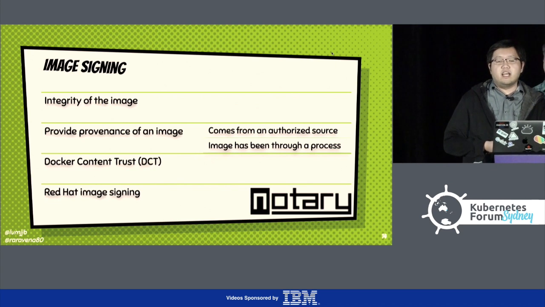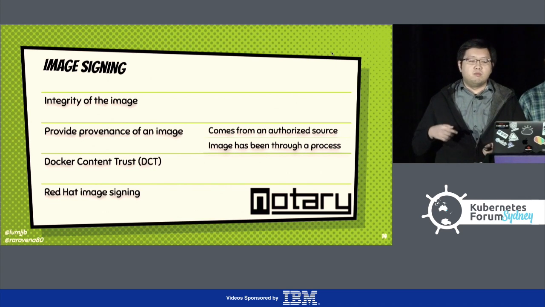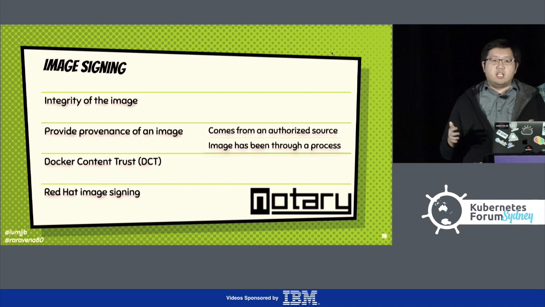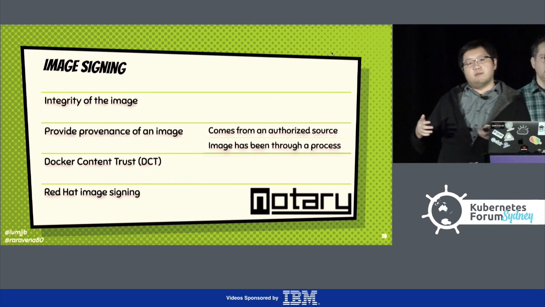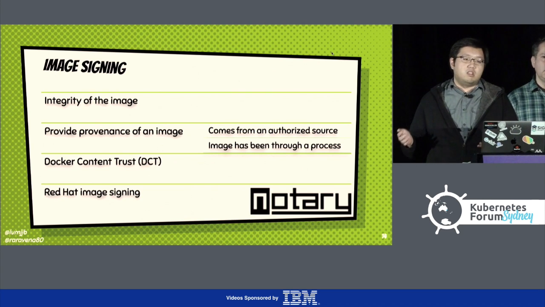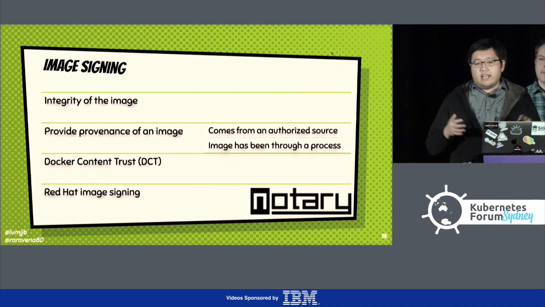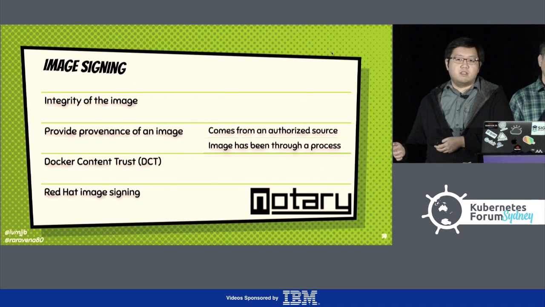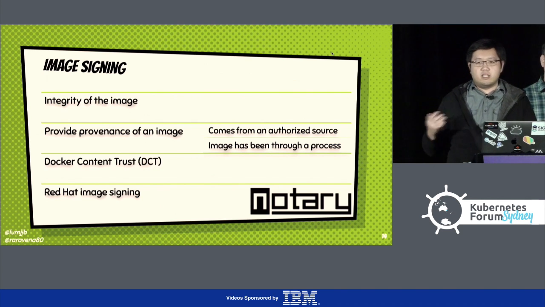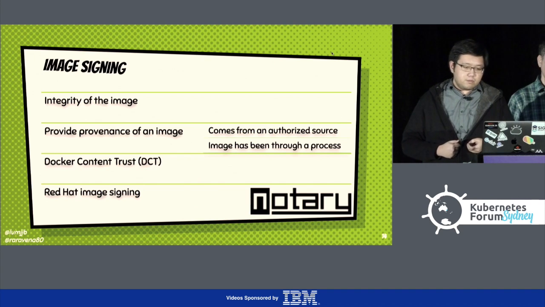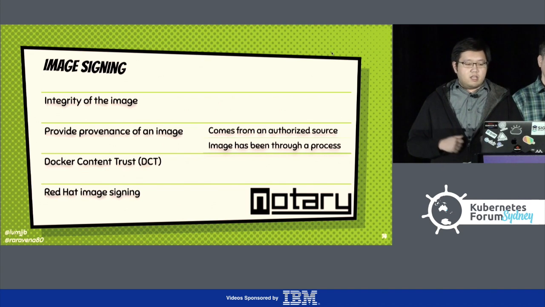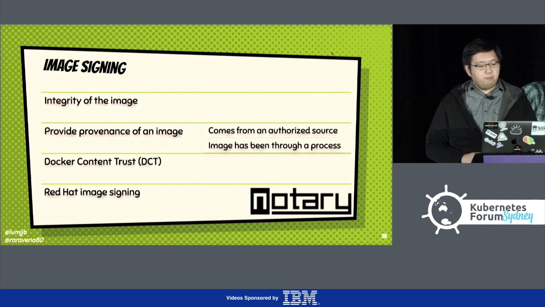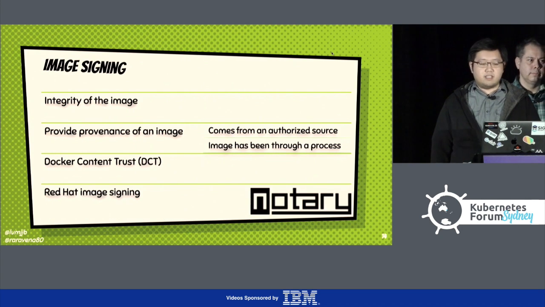The second thing it does is it also gives you provenance of the image. And what this means is that it can range from knowing that the image was created by a particular user all the way to something like this image has gone through a certain set of compliance checks. So depending on how you set it up, you get different amounts of provenance. So examples of this is Docker Content Trust that goes along with Notary, as well as Red Hat image signing.